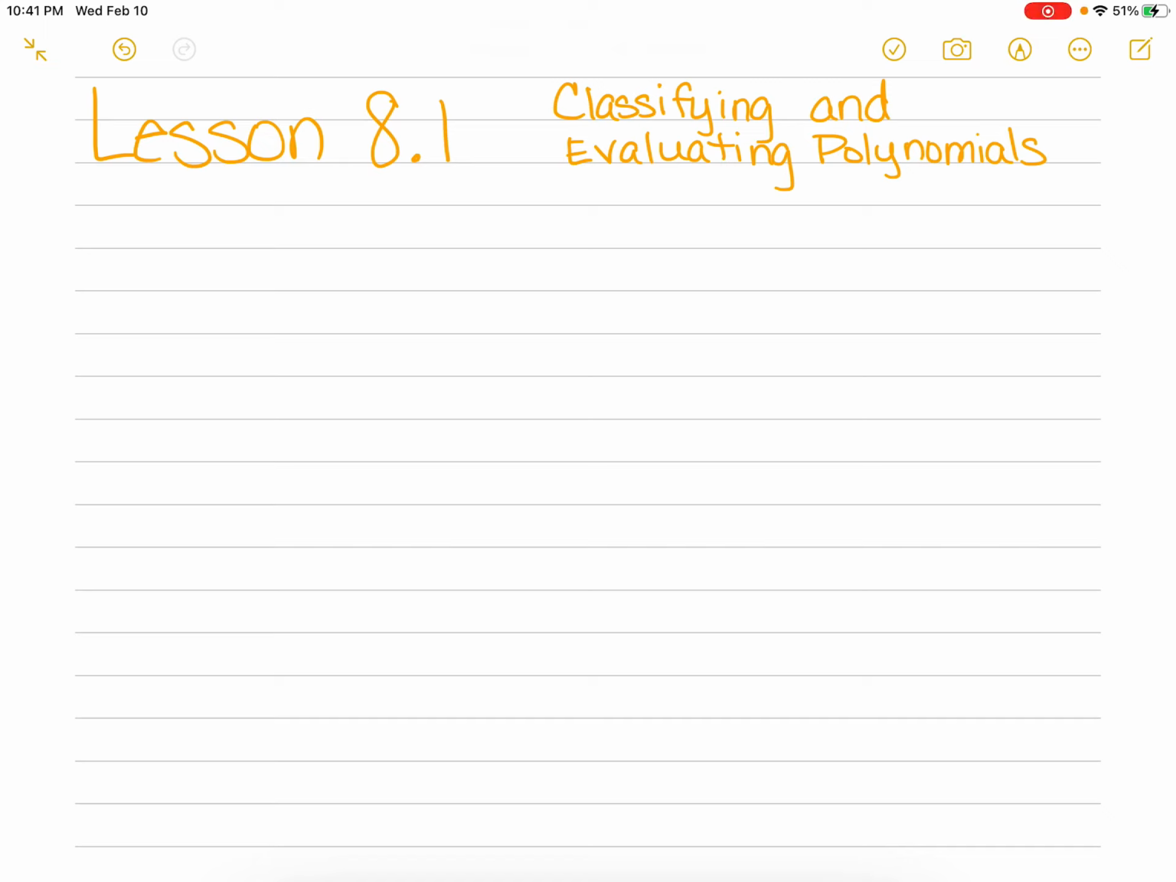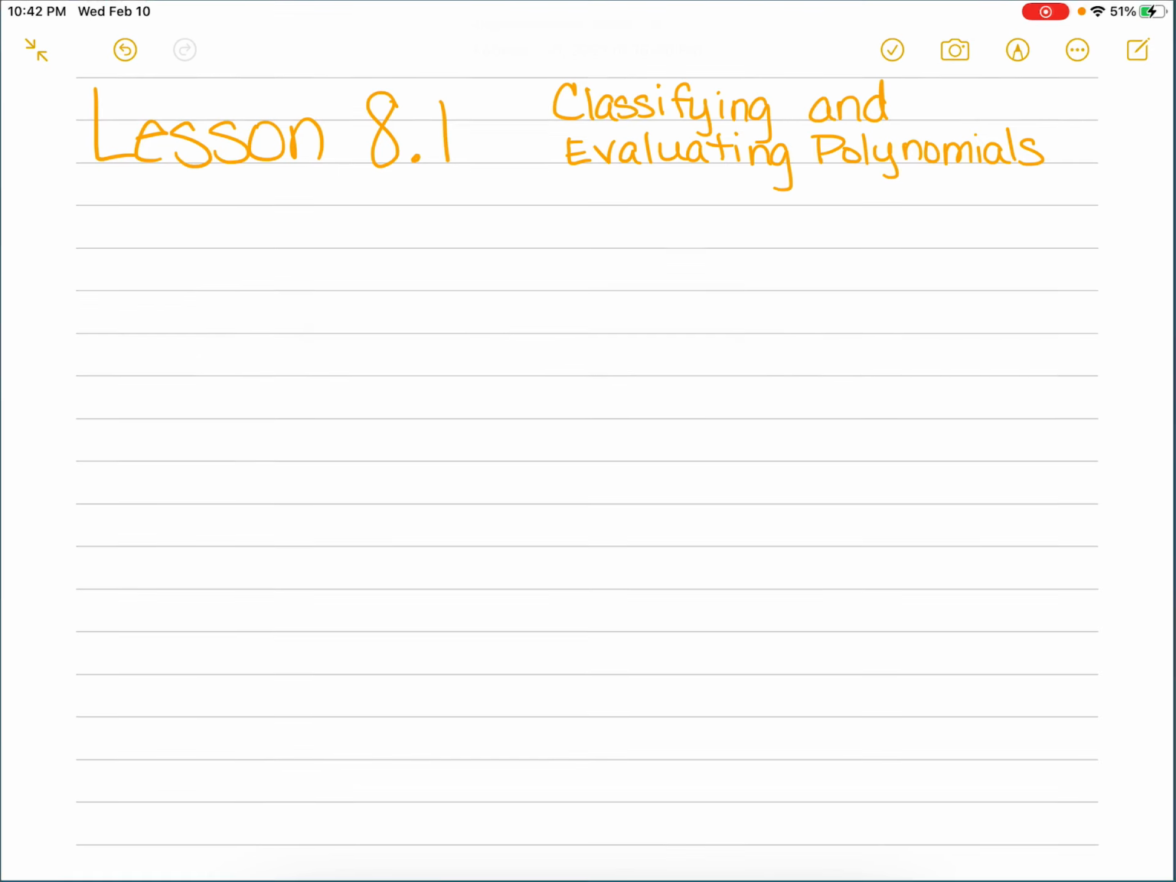Hello students, today we are doing lesson 8.1 and we're going to be classifying and evaluating polynomials. So the first thing I want to do is switch to a different screen and look at something that's in the book.